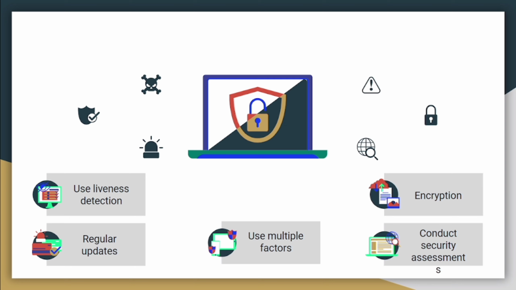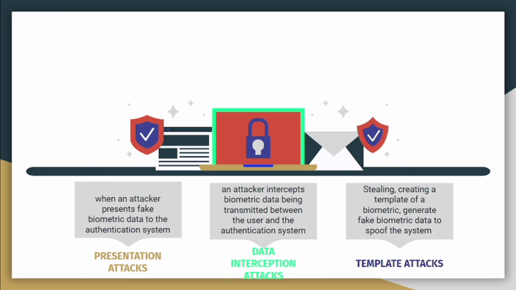Here are some ways these attacks can occur. Presentation attacks can occur when an attacker presents fake biometric data to the authentication system. For example, an attacker might create a fake fingerprint or mask to spoof a fingerprint scanner or facial recognition system. The second one we have is data interception attacks. In data interception attacks, an attacker intercepts biometric data being transmitted between the user and the authentication system. The attacker can then replay this data to bypass the authentication system.